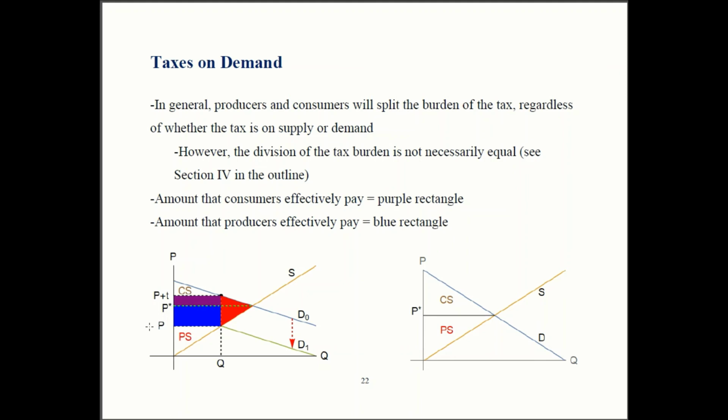So to keep going with my example I had before, prices used to be $7, but now due to the tax, prices fell to $5. Producers don't directly pay the government anything, but they are getting $2 less per unit because prices have gone down. So effectively, producers pay this much per unit. They're selling Q units, so this blue rectangle is the overall amount of the burden borne by the firms. And the red triangle is still deadweight loss.